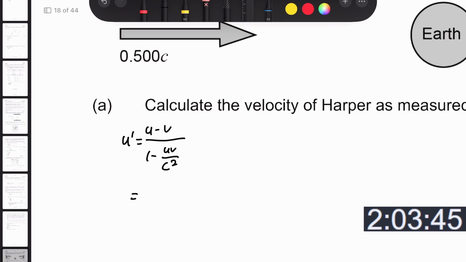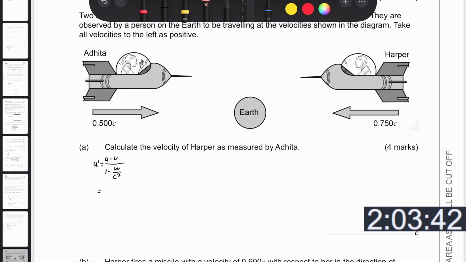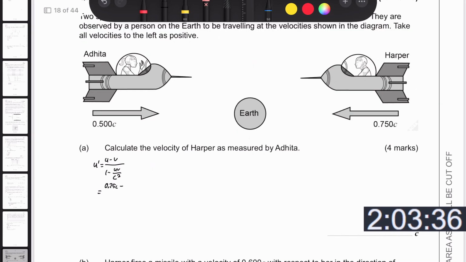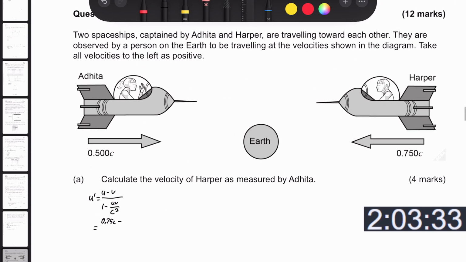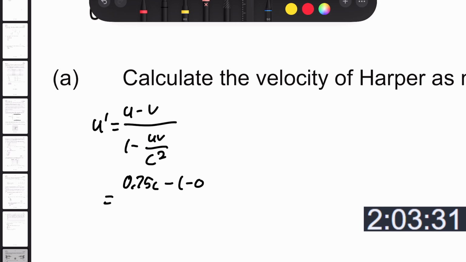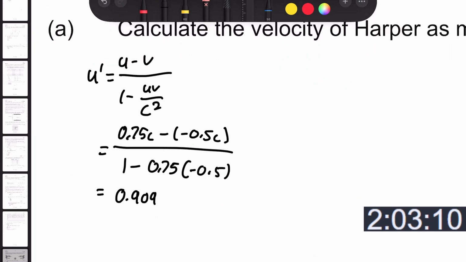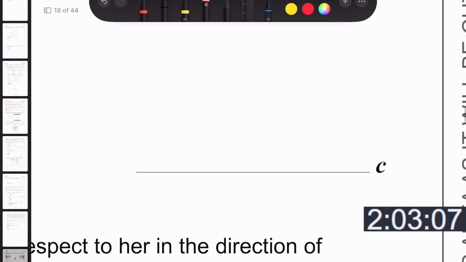Okay, so then u is Harper, so 0.75 c minus, and then my velocity, since we're going to the right, it's going to be negative. At Atar it is negative 0.5 c, and this will all be over 1 minus 0.75 times negative 0.5. So 0.75 plus 0.5, over 1 plus 0.75 times 0.5. So this is 0.909 c.